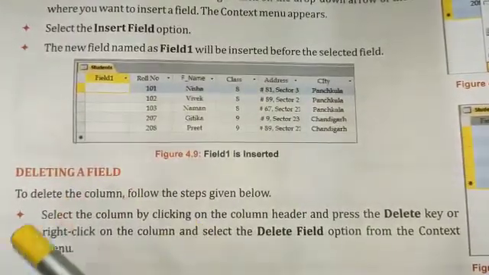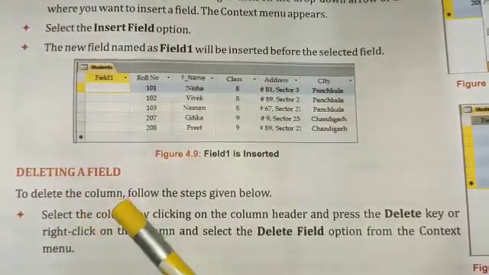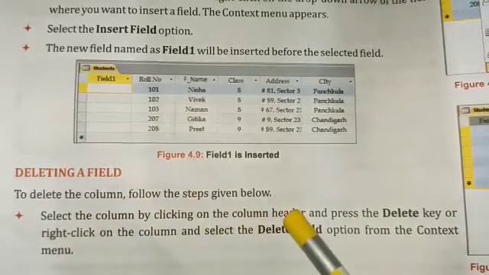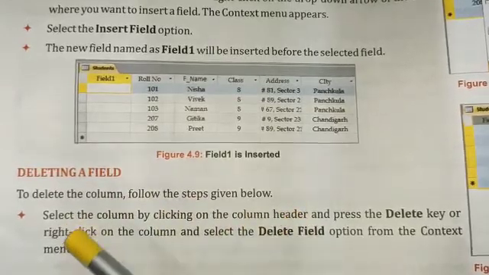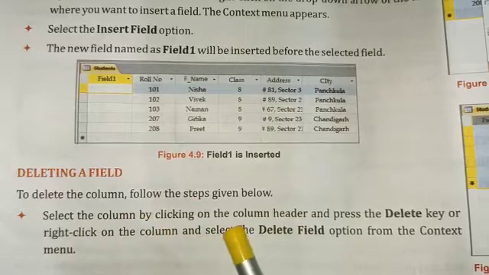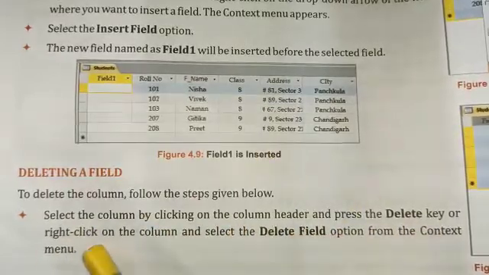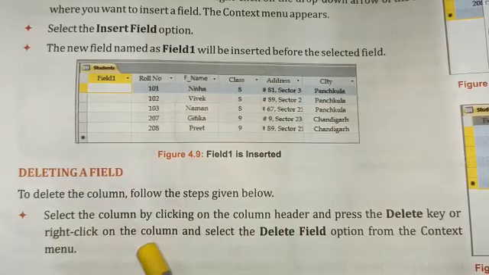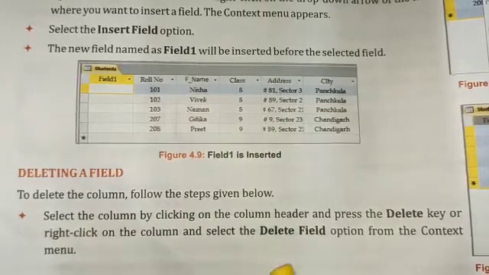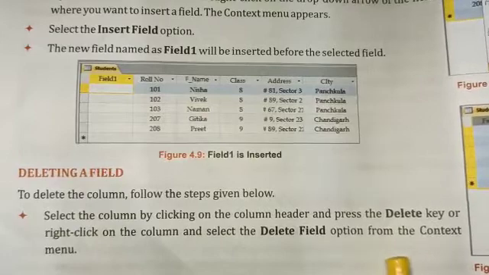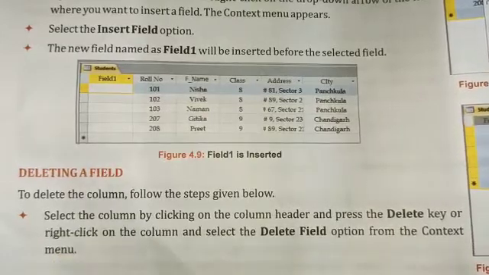Deleting a field. To delete the column, follow the steps given here. Select the column by clicking on the column header and press the delete key, or right click on the column and select the delete field option from the context menu.